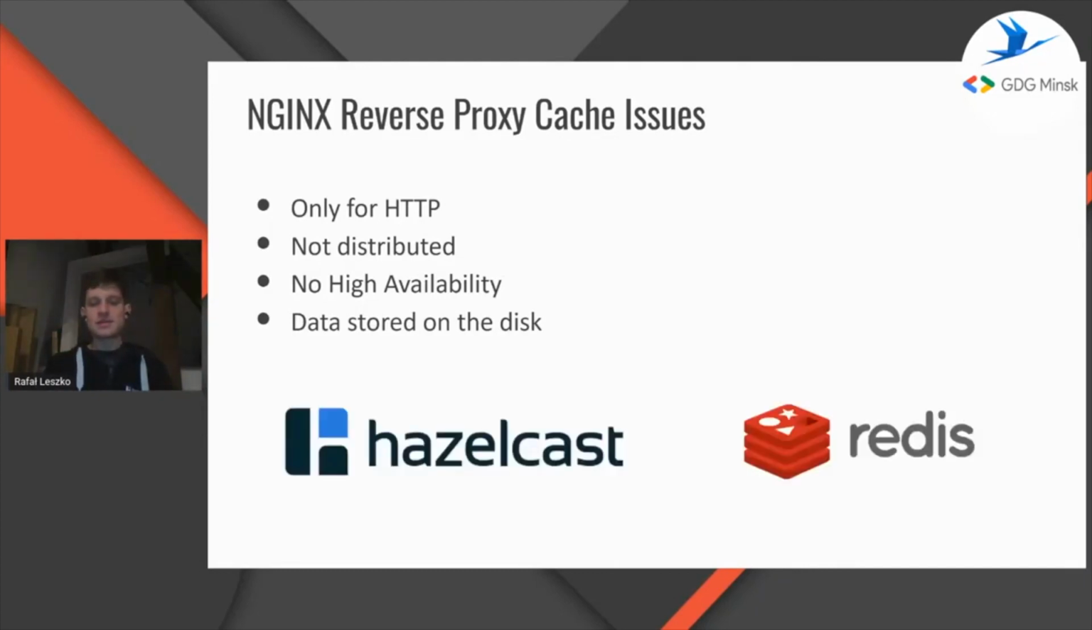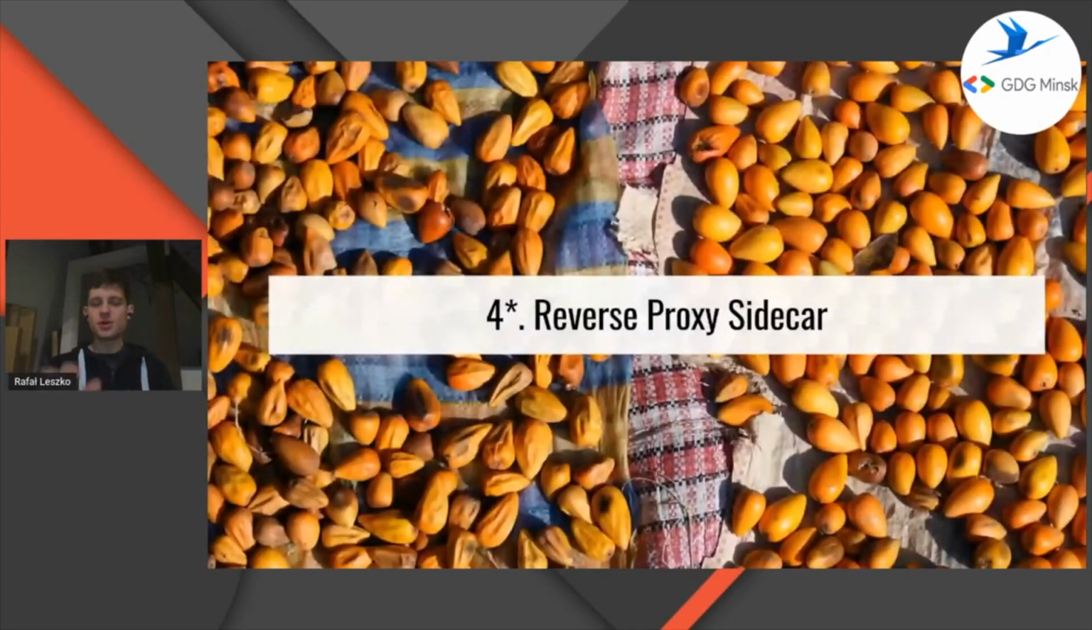You can find some modules for NGINX which will provide this functionality. For Hazelcast, we don't actually have the module yet. For Redis, it exists. It's not very mature, but you can use it, so NGINX with a Redis module. One last variation of the reverse proxy caching would be combining this with the sidecar and doing reverse proxy sidecar caching.